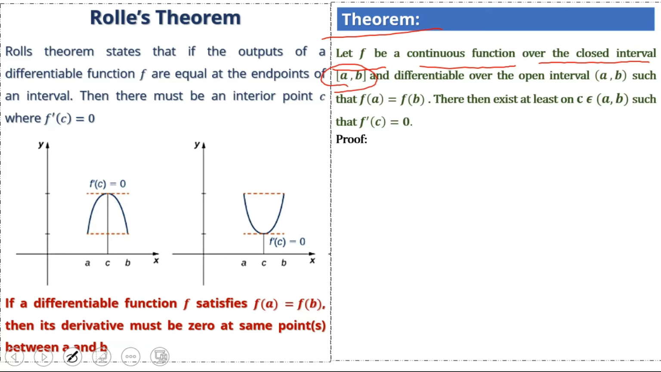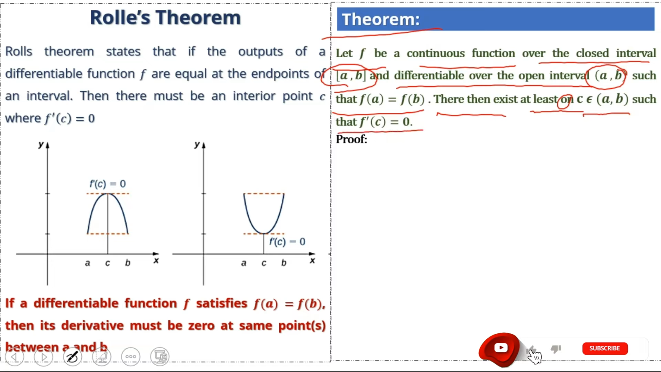Okay, so let f be a continuous function over the closed interval. This is our closed or bounded interval, and differentiable over the open interval, and such that the value of the function at the endpoints of the interval is the same. Then there exists at least one C that belongs to the open interval such that the derivative of the function at C will be equal to 0. So let's start the proof of the theorem.